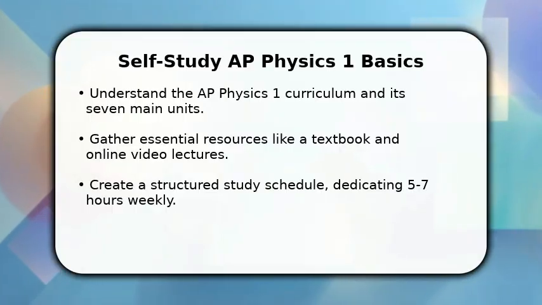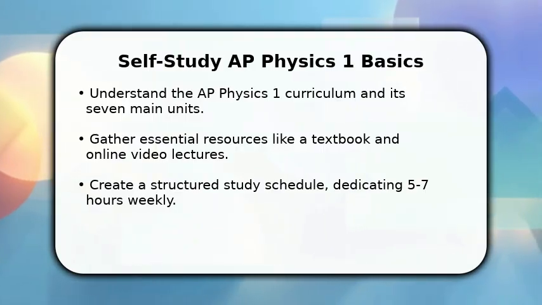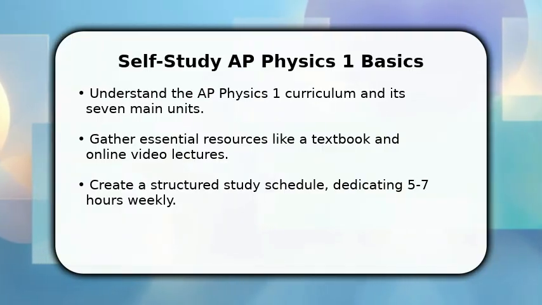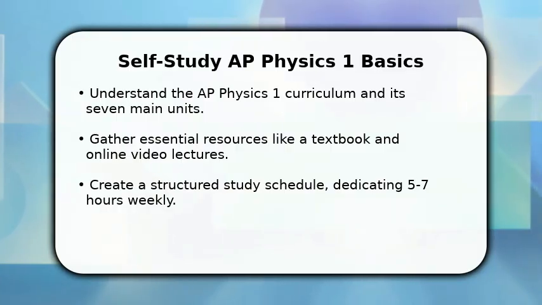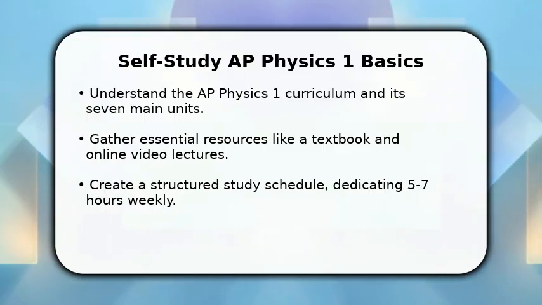In this video, I will explain how to self-study AP Physics 1. First, familiarize yourself with the College Board's course description to grasp the exam's scope and content. Next, acquire a reputable AP Physics 1 textbook and supplement it with free online resources like Khan Academy or YouTube channels. Finally, establish a consistent study routine, perhaps 3 sessions of 2 hours each, to cover all topics thoroughly. This foundational work is crucial for building a strong understanding.